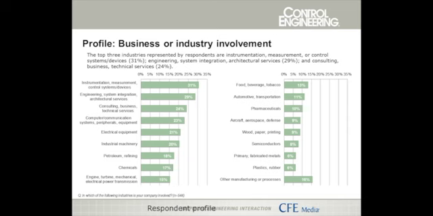We looked at the profile of the respondents several different ways, and more respondent details are available with the full report. Here, note that the top 3 industries represented by respondents are instrumentation, measurement, or control systems and devices at 31%, engineering, system integration, and architectural services at 29%, and consulting, business, and technical services at 24%. After that, industry involvement steps down by 1 or 2 percentage points across 15 other major industry groupings.